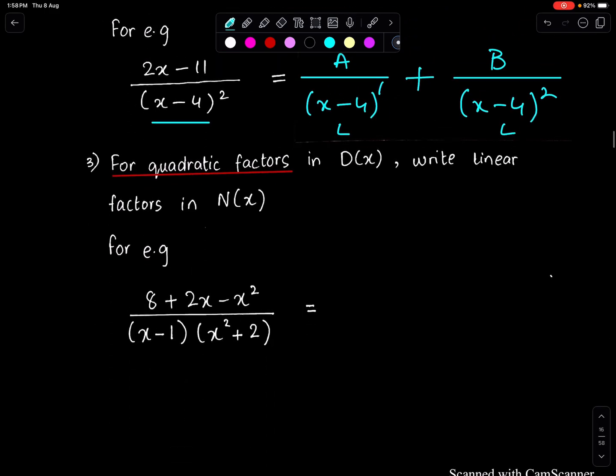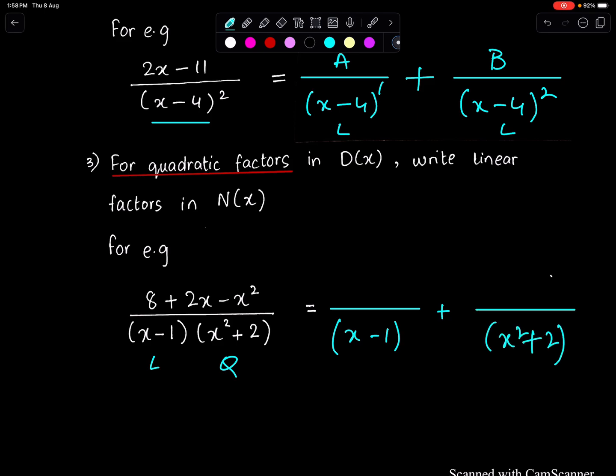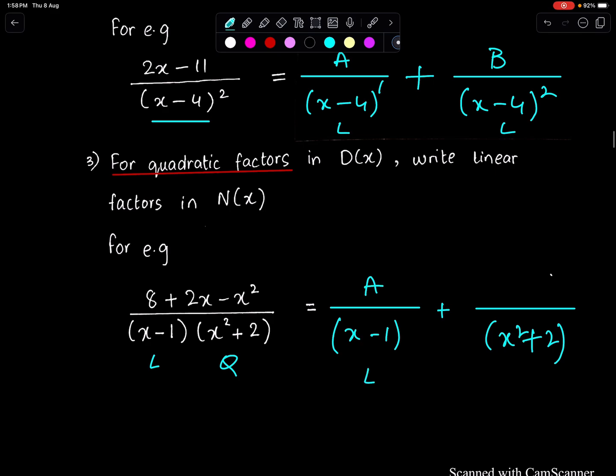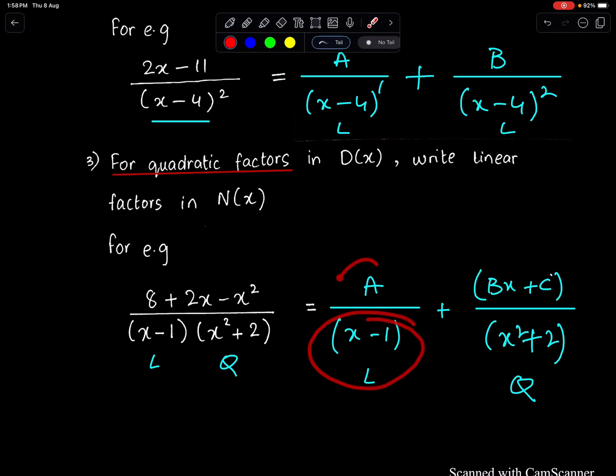Rule number 3. For quadratic factors, write linear factors in numerator. So this is linear and this is quadratic. So we need to split this fraction into two fractions. One for linear factor and one for quadratic factor. Now we need to write constant here because this factor is linear and this is quadratic. So we need to write linear factor here. So for linear factor, write constant, and for quadratic factor, write a linear factor in its numerator.